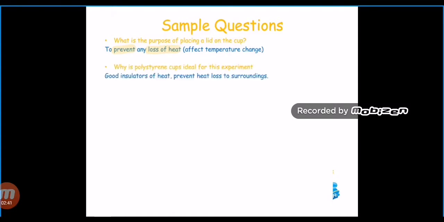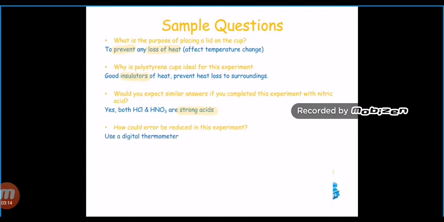The next question is, why are polystyrene cups ideal for this experiment? And the reason they're ideal for this experiment is they are good insulators of heat, so they prevent loss of heat to the surroundings. The next question, would you expect similar answers if you completed this experiment with nitric acid? And the answer is yes, because hydrochloric acid and nitric acid are both strong acids.